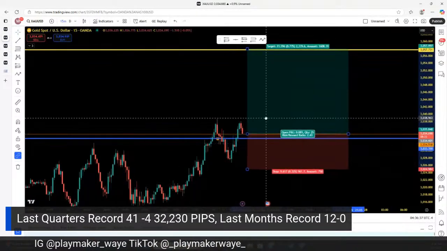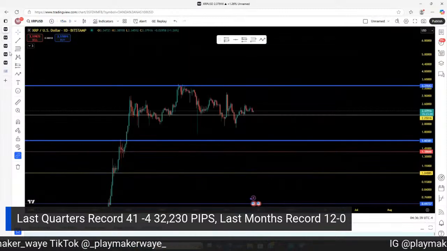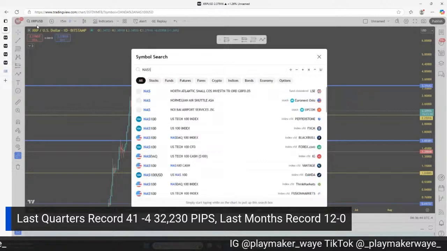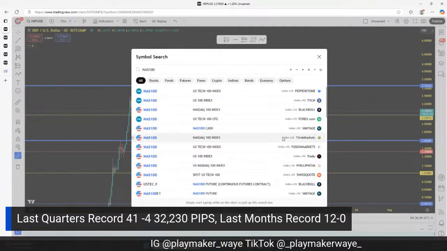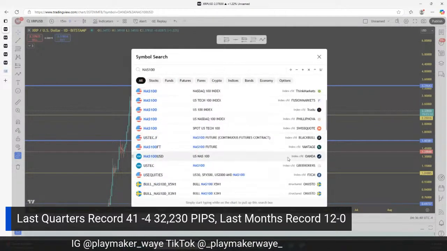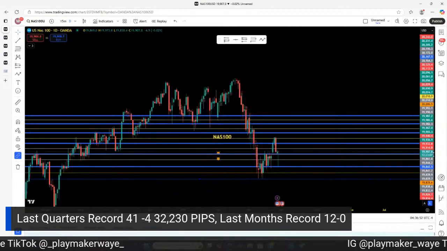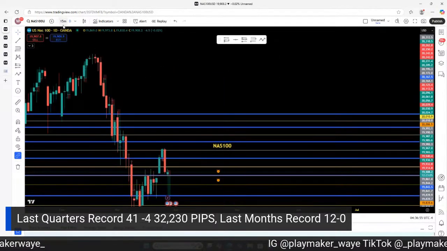Now I'm still about to try to retest this level, so we're about to see if I can hold right there. Let's get this back on NAS100. See what NAS100 doing.